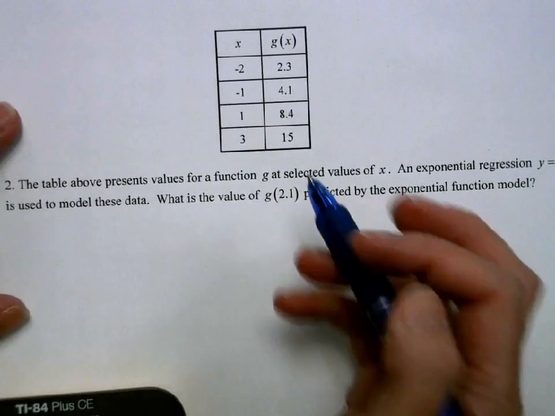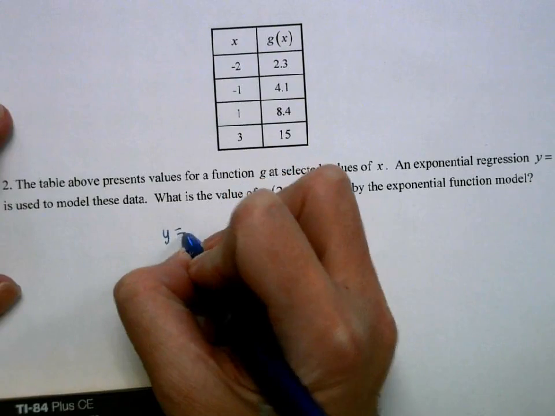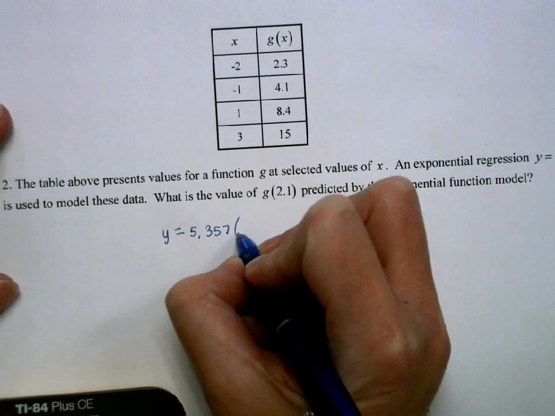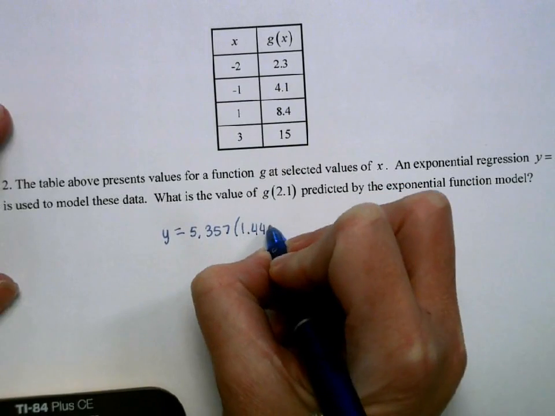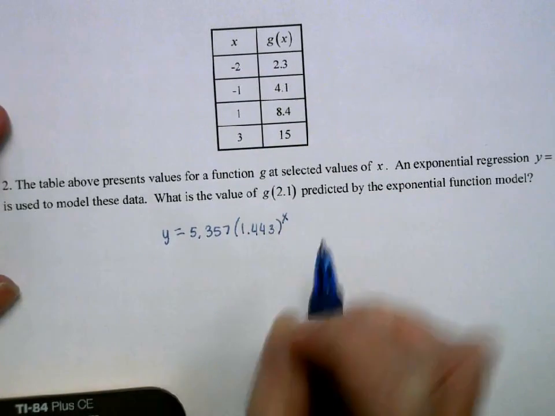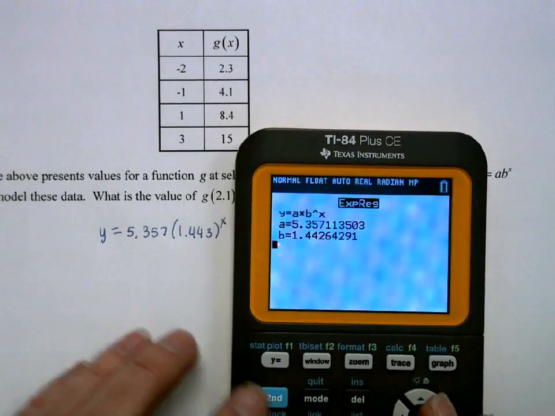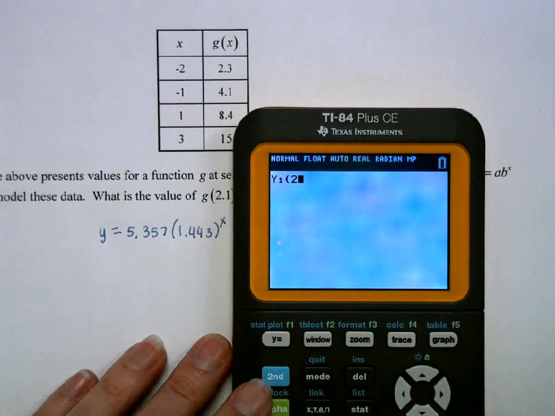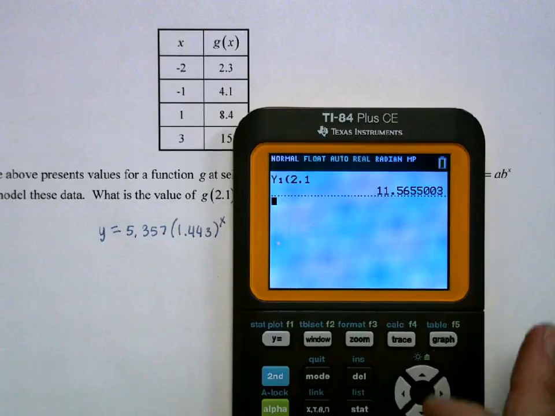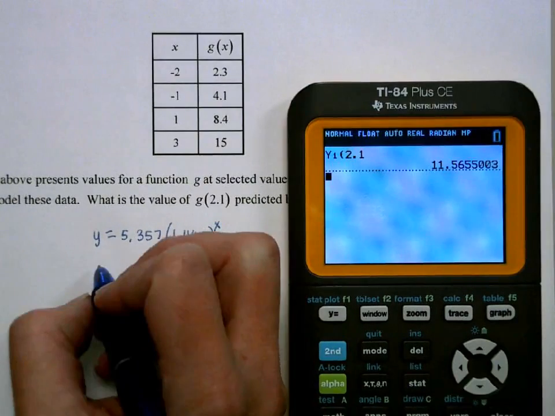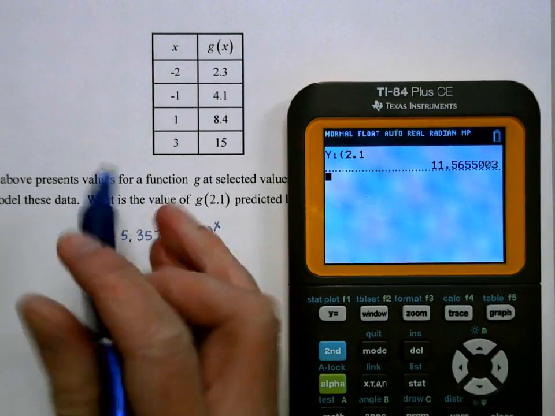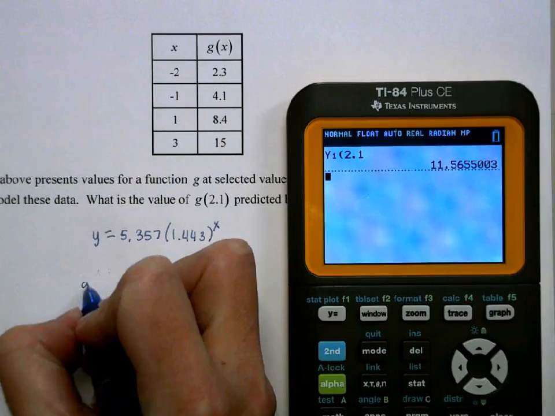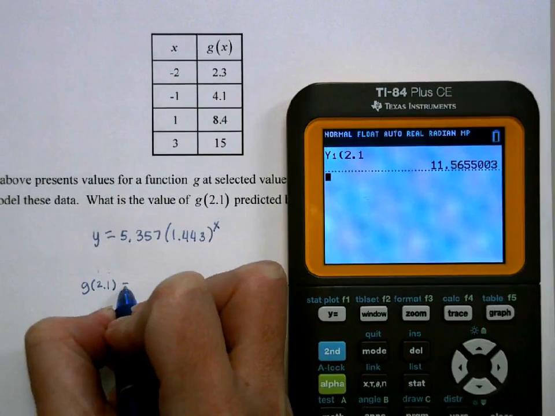Okay, but I'm not going to plug it into that. I'm going to use my stored value. It's stored in y1 and then plug in 2.1 to get my answer. So g of 2.1 is 11.566 if we round. So this is your final review for topics 1.1 all the way to 2.8.